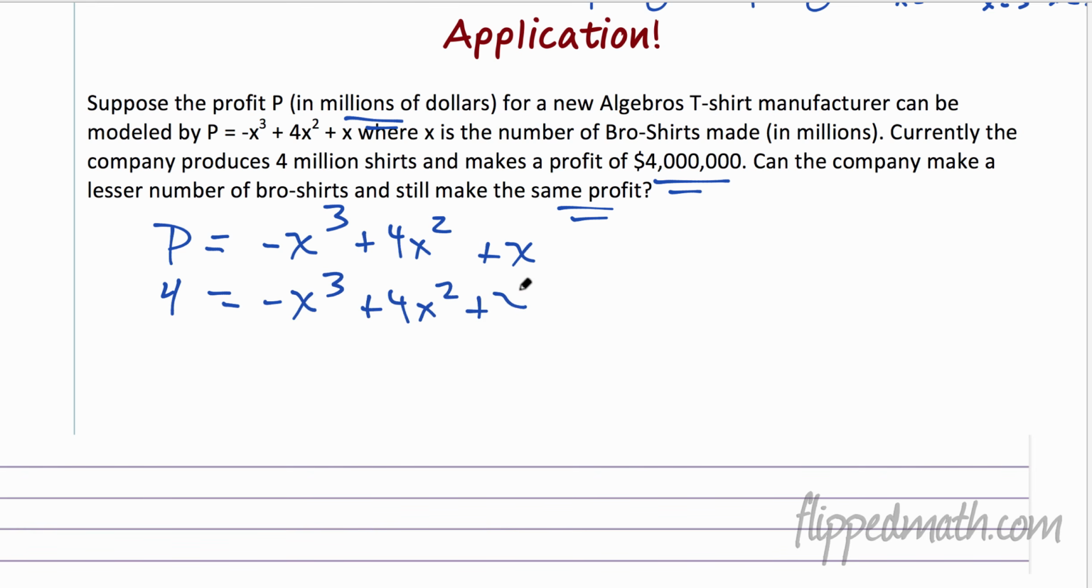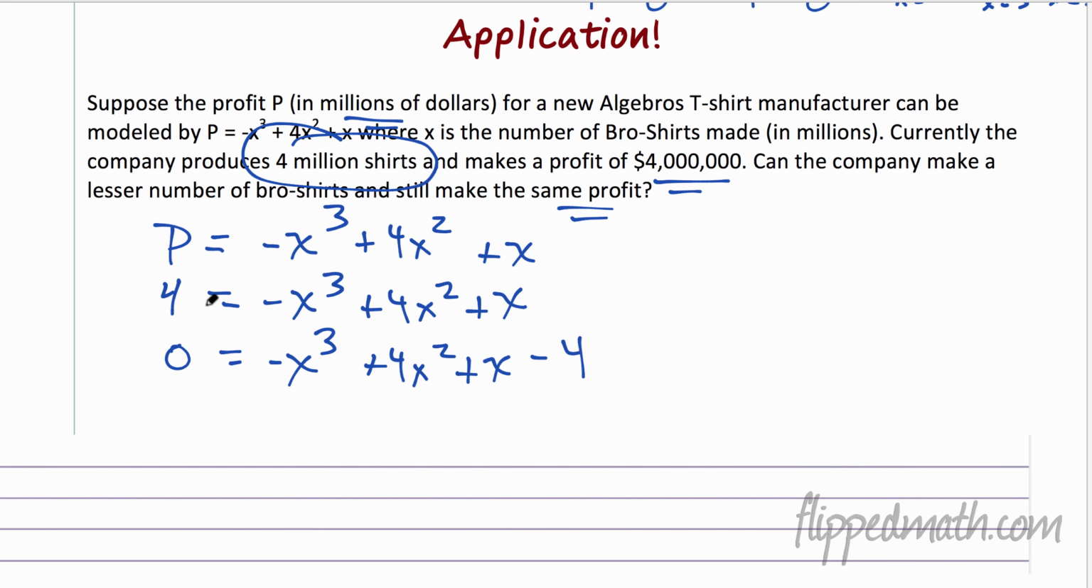Well, you know what we can always do? We can always set it equal to 0. That's usually a good thing to do because then we can use our zero product property. So I'm going to move that 4 over by subtracting 4 from each side, and then I get this function. Now, I know that 4, which represents 4 millions, will make that profit. In other words, we'll solve this equation, right?